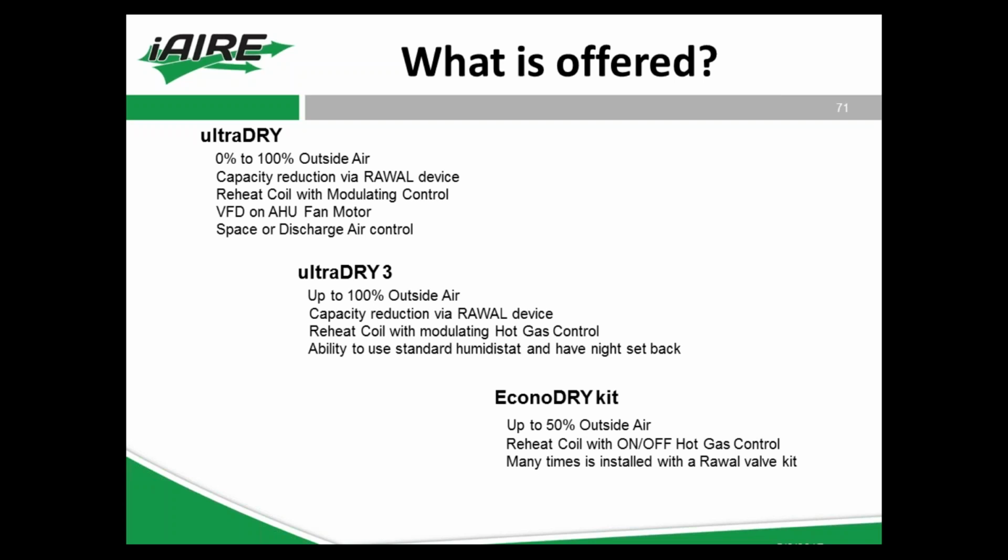The EconoDRY kit is a lighter version. It's only up to 50% outside air. You're going to get a reheat coil, but it's only going to be on-off. It's not going to be the true full modulating that you get with a full ultraDRY. And so it's just a cheaper option if the system calls for that.